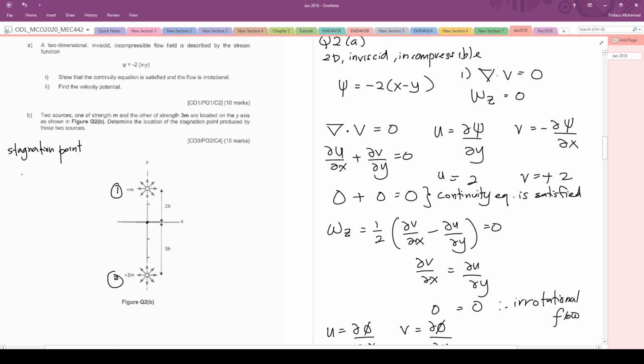we need to know that since both are sources, the only velocity is the radial velocity. So Vr1 must be equal to Vr2. Okay, so Vr1 and Vr2. So how to find the stagnation point.